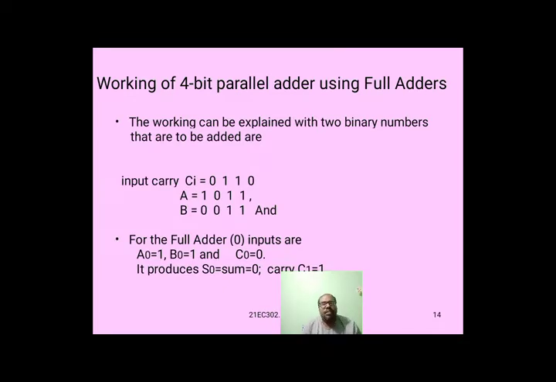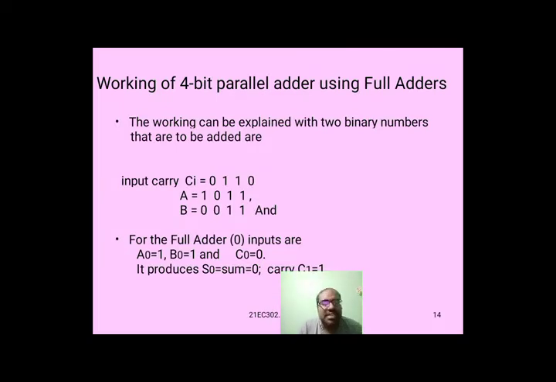See here, the working can be explained with two binary numbers to be added and the input carry. First one, A again equal to 1011, and B equal to 0011, and the carry input, first of all the LSB input, is equal to 0. Now we are going to add 1 plus 1 plus 0: sum is equal to 0 and carry is equal to 1. Okay, it is given to the carry input of the next full adder, that is 1.